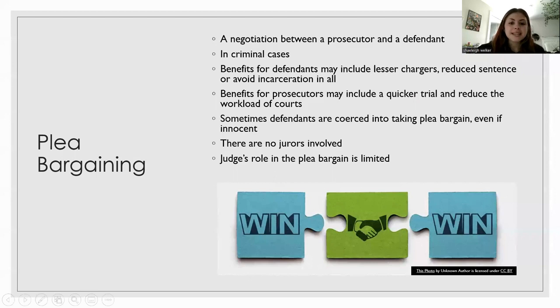A plea bargain is a negotiation between a prosecutor and a defendant. It only happens in criminal cases, and there are benefits for defendants and the prosecutor. Some benefits for defendants include less anxiety, lesser charges, a reduced sentence, or they may avoid incarceration completely. Benefits for prosecutors may include a quicker trial and also reducing the workload of the courts.